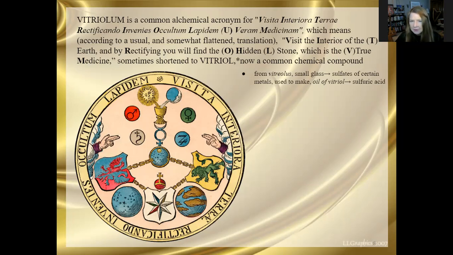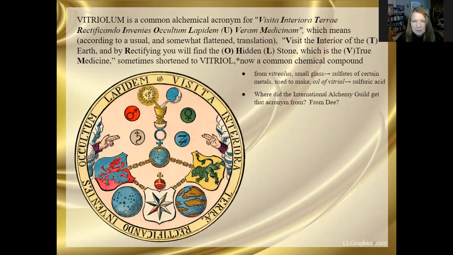Vitriolus is a small glass, but it's used in alchemy to make sulfates of certain metals in that glass. Also, the idea is if in water, kind of bubbling up from what's left over in mining, you see metals that are these kind of sulfates, they look kind of glassy. From that, you make oil of vitriol, which, like I said, was sulfuric acid.